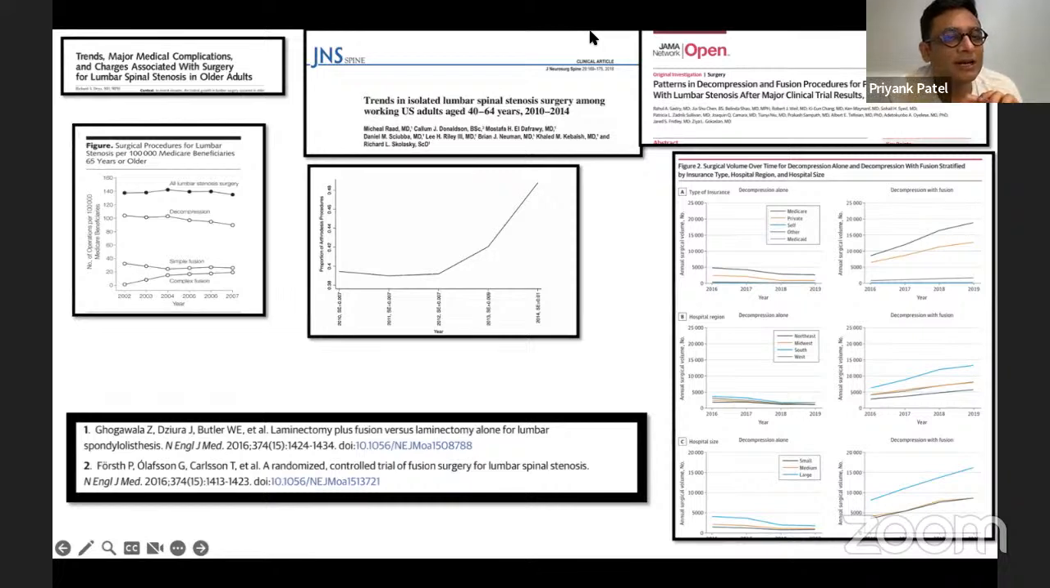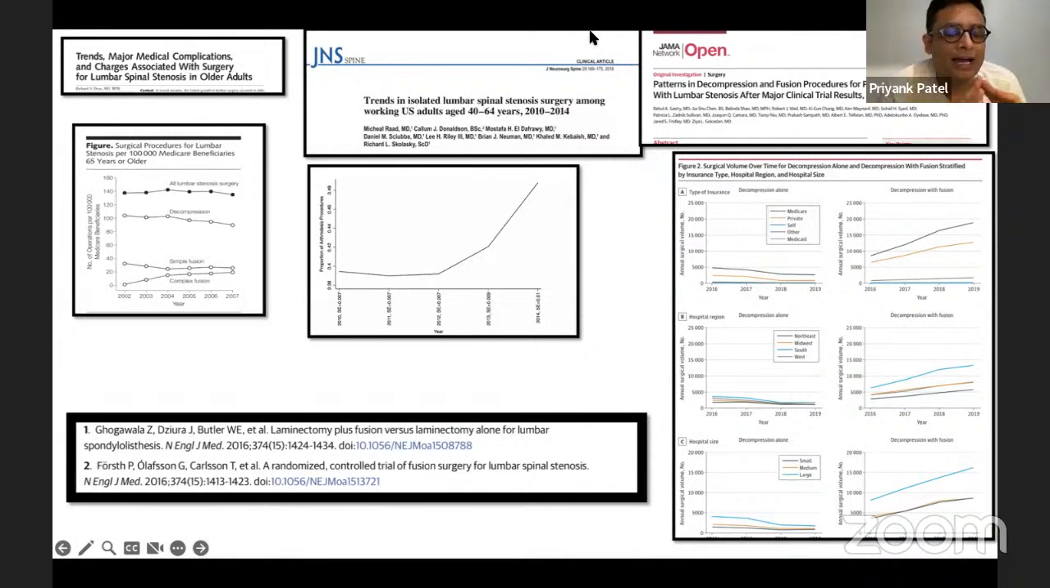No, sagittal balance in fusion or decompression? In lumbar canal stenosis in an elderly gentleman, 65, 70 years old, there's a sagittal imbalance, and how much of your decision making tends towards fusion when there's a sagittal imbalance?